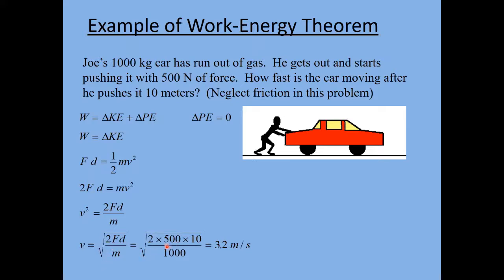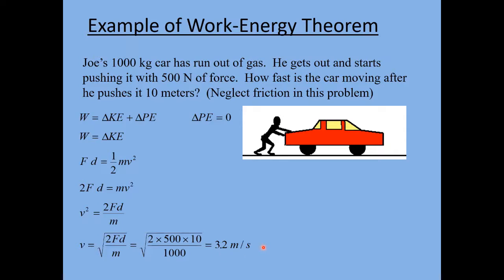The force was given as 500 newtons. The distance he pushes it was given as 10 meters. And the mass of the car, m, is 1,000 kilograms. So here is our final answer. 2 times 500 times 10 divided by 1,000, and then remember it's the square root of all that, and that turns out to be 3.2 meters per second.